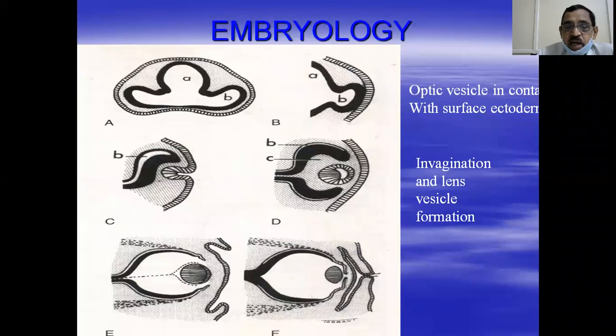So this is the diagrammatic presentation of the embryology. Here the lens vesicle is in contact with the surface ectoderm, and here the invagination of the lens vesicle occurs, and it is separated from the surface ectoderm, and here you see the lens formation there.